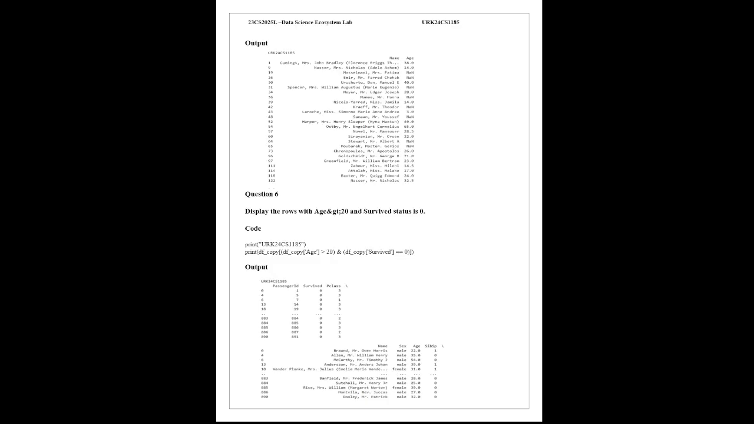We filter the dataset to display only the passengers whose gender is male. We count the total number of male passengers. After that, we display the name and age columns for the first 25 passengers whose cabin value is C. We display the passengers whose age is greater than 20 and whose survived status is 0. This means passengers who were above 20 years old and did not survive.